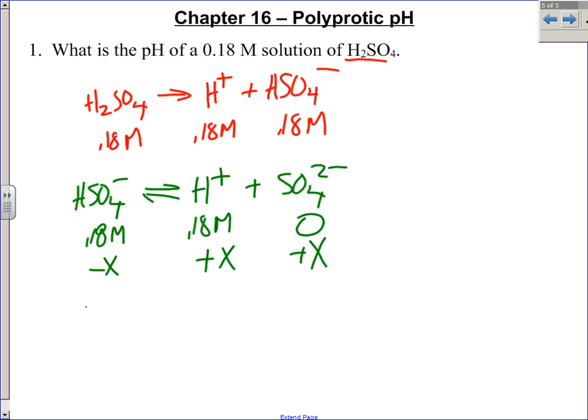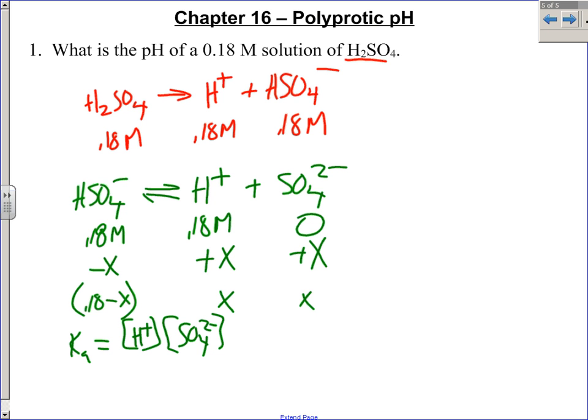And therefore, at equilibrium, this will be 0.18 minus x. This will be x, and this will be x. Now, when you look at the K expression, and this is an acid here, so I'm going to write Ka for this reaction. It's going to be H plus times SO4 2 minus all over the concentration of HSO4 minus.